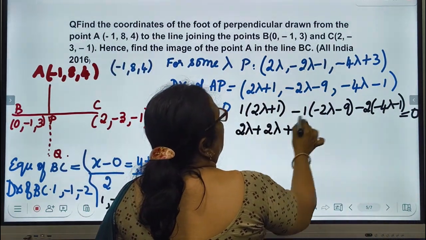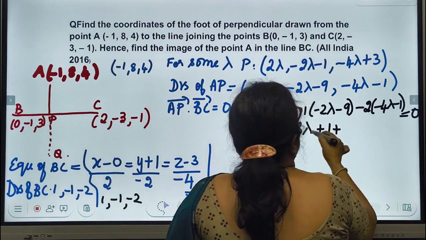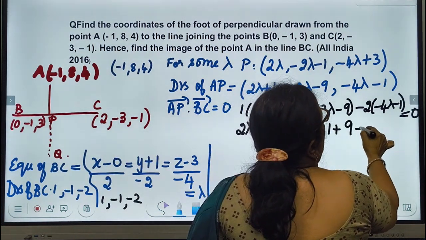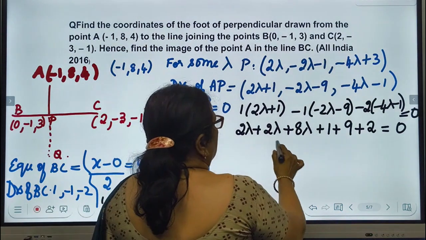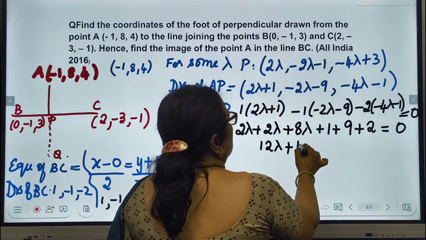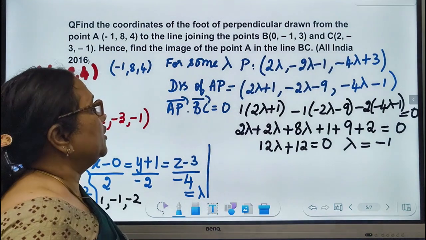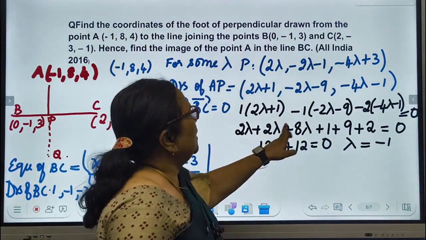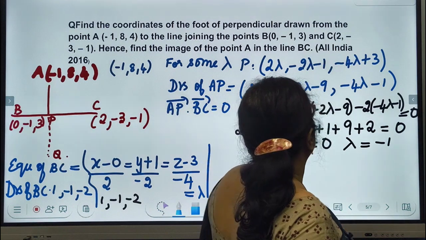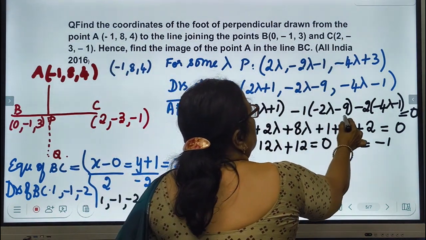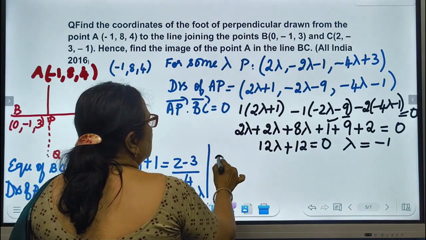So this is 2 lambda plus 2 lambda plus 8 lambda plus 1 plus 9 plus 2 equal to 0. That is 12 lambda plus 12 equal to 0, which means lambda equals minus 1. So what will be the coordinates of P?